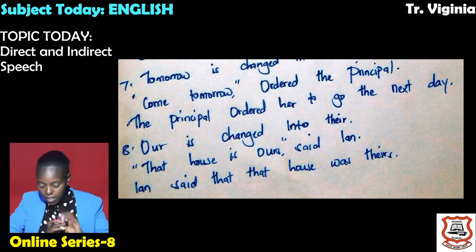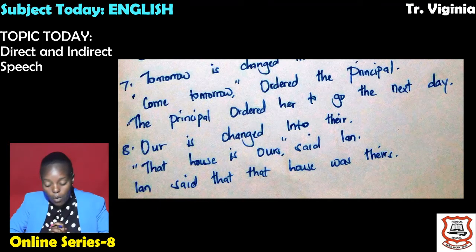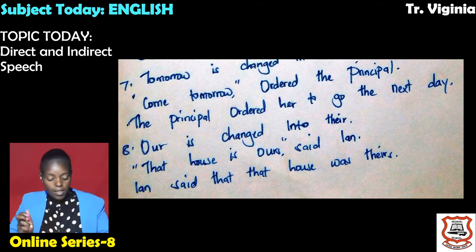Next, "our" is changed into "their." For example, our house, that is our house. "That house is ours," said Ian. So change that into indirect speech: Ian said that that house was theirs.